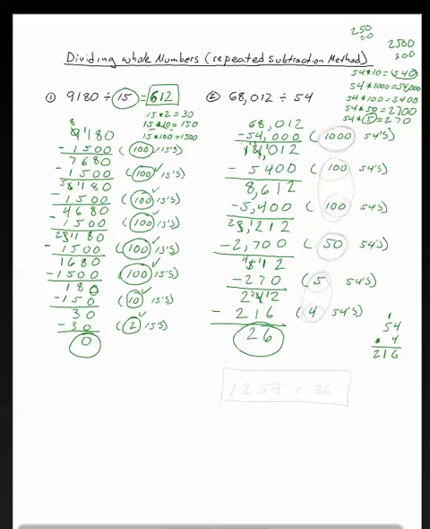So when I look for my answer, I'd say, okay, well, it's 1,000. And then I've got 200, so that's 1,200. 50, 55, and 55 plus 4 is 59. So it's 1,000, and then I've got 259. 1,259. Remainder, 26.